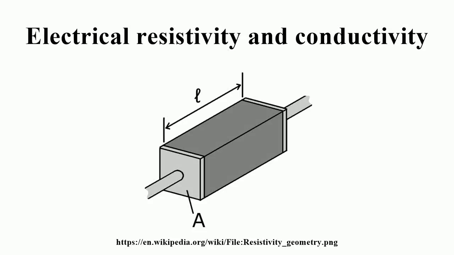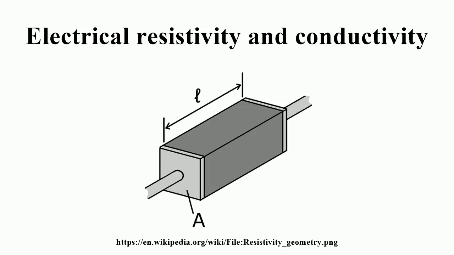Electrical resistivity is an intrinsic property that quantifies how strongly a given material opposes the flow of electric current. A low resistivity indicates a material that readily allows the flow of electric current. Resistivity is commonly represented by the Greek letter rho. The SI unit of electrical resistivity is the ohm-meter, although other units like ohm-centimeter are also in use.